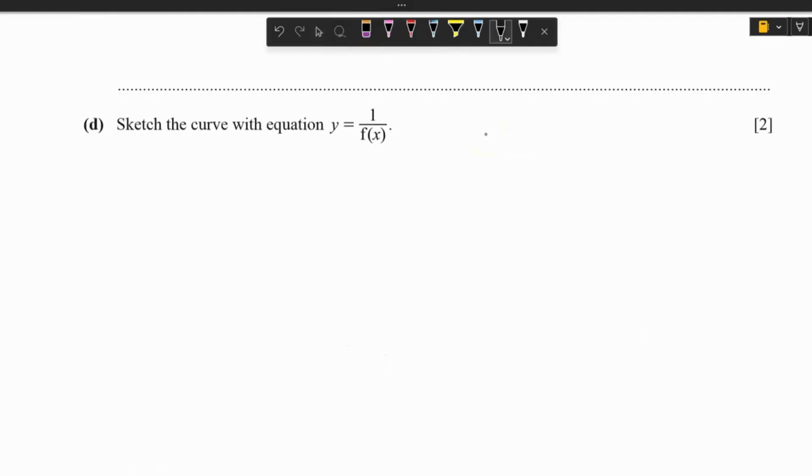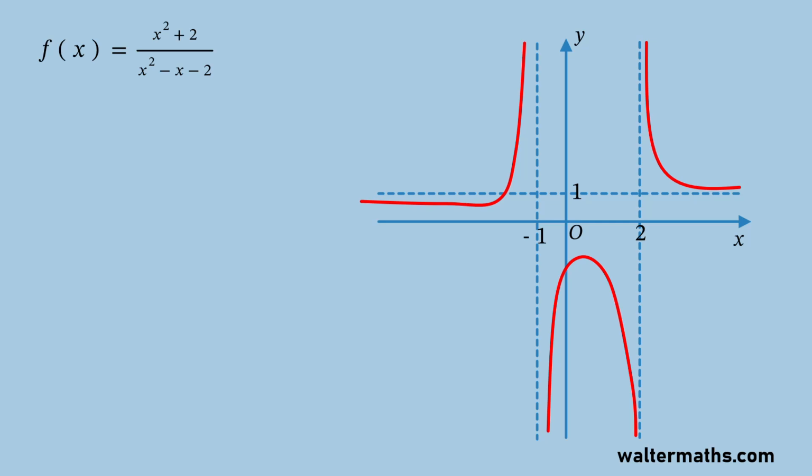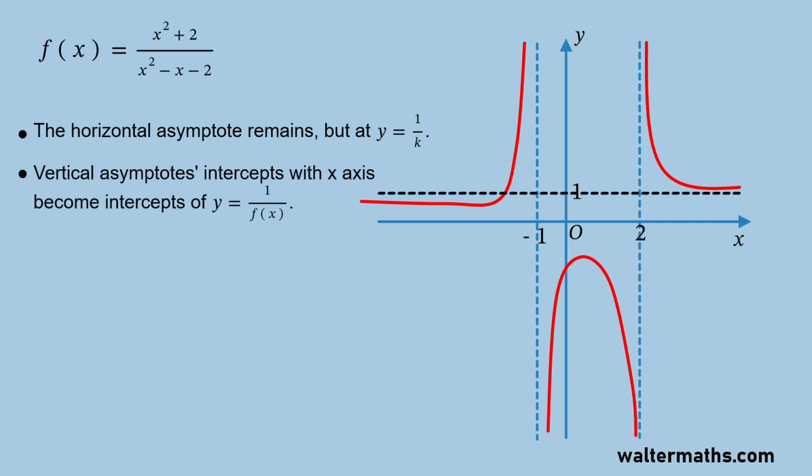On part D, the question says we should sketch the curve with equation y is equal to 1 over f of x. Now here we are talking about a reciprocal graph. So if we take the original graph for y is equal to f of x, we can make use of this graph of y is equal to f of x to find the reciprocal graph. Starting with the asymptotes, we know that for the reciprocal graph, the horizontal asymptote will remain. As for the vertical asymptotes, they will become intercepts of the reciprocal graph, so we need these 2 points.